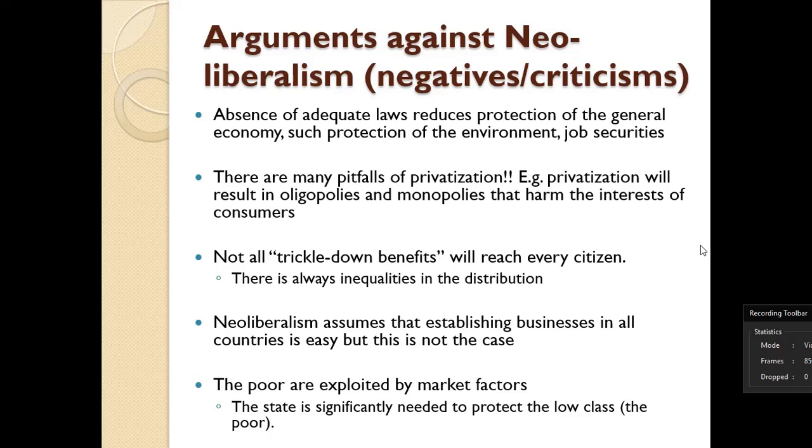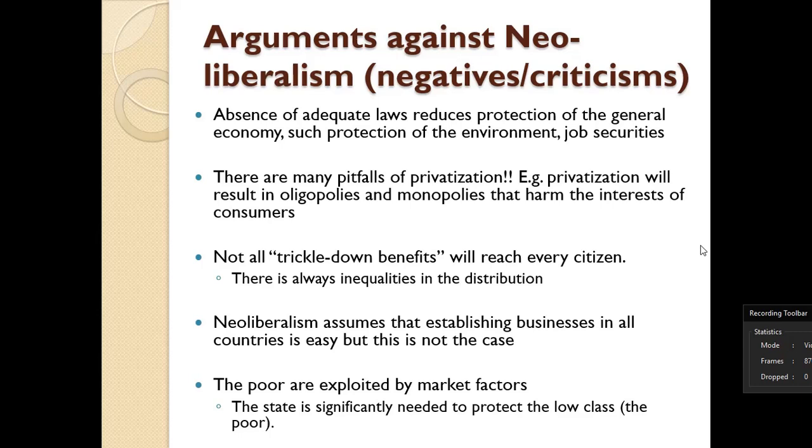But of course, there are arguments against the neoliberalists, such as, for instance, the absence of laws and reduced protection of the economy, for instance, in terms of the environment. These industries would just discard whatever they produce, pollute the environment, pollute water, because there are no rules to protect the environment. But with state intervention, they should be able to be controlled. But also you have those industries and factories that exploit workers. So if there are, for instance, no rules on minimum wage and so on, then that itself would not be good for the general population.